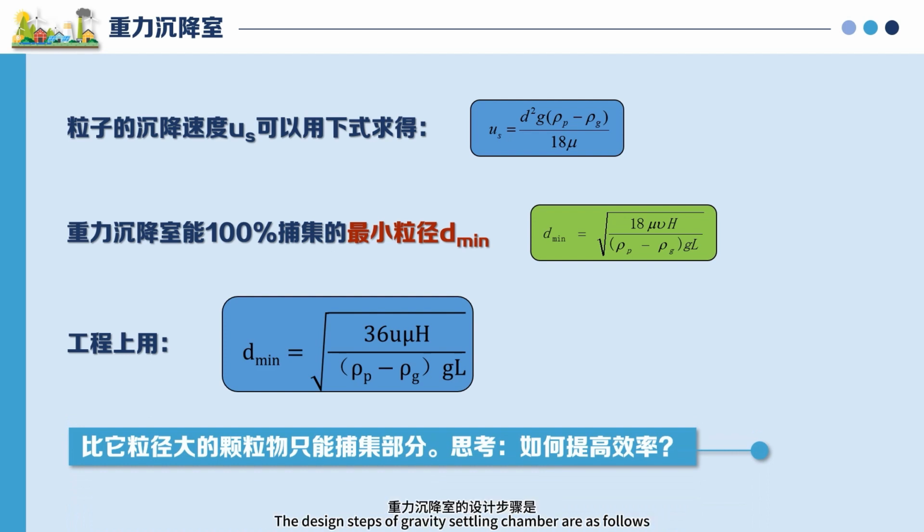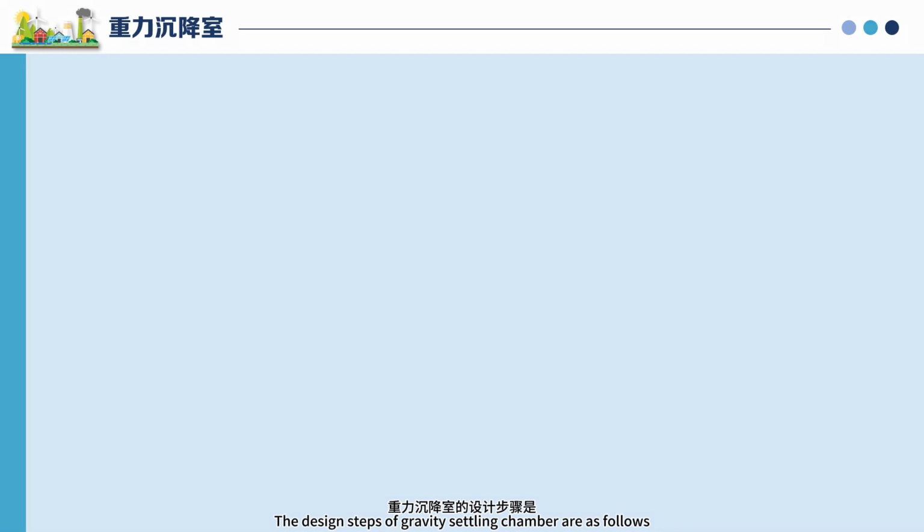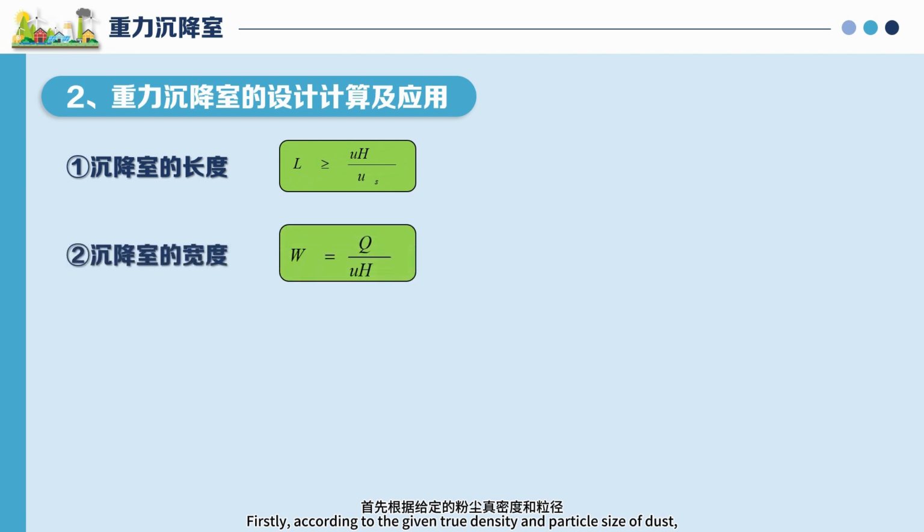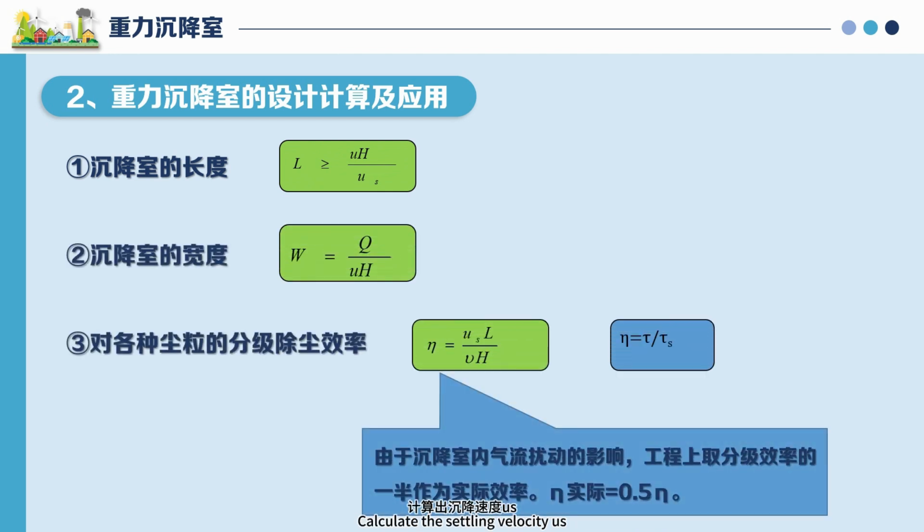The design steps of a gravity settling chamber are as follows. Firstly, according to the given true density and particle size of dust, calculate the settling velocity us. Then assume the horizontal velocity u of airflow in the settling chamber and the height H of the settling chamber. Then calculate and determine the length L and width of the settling chamber, or height H. Then the following formulas are used to calculate the length and width of the settling chamber and the classification dust removal efficiency for various dust particles.